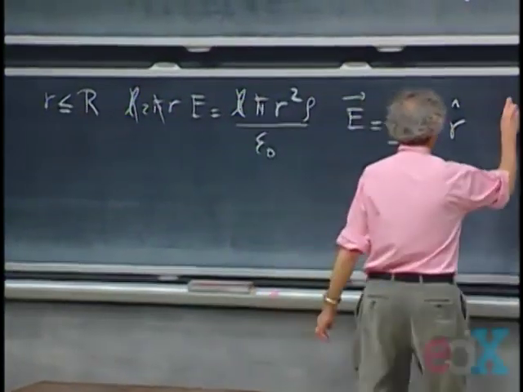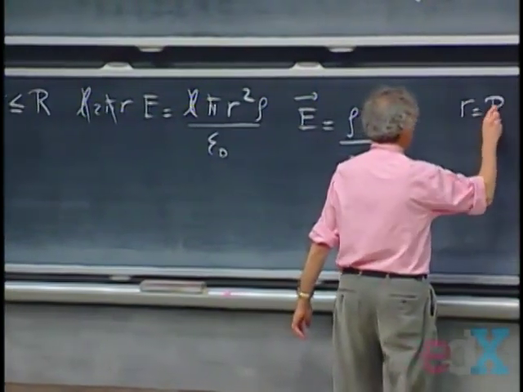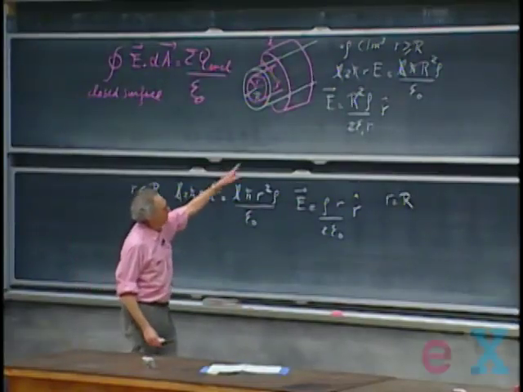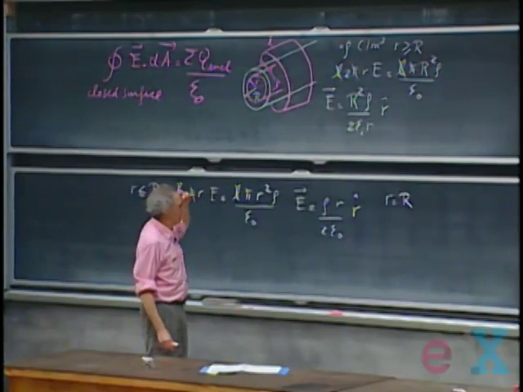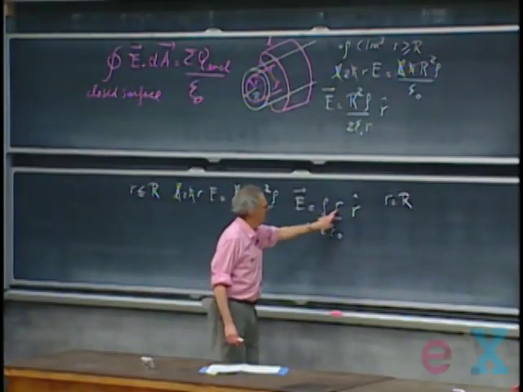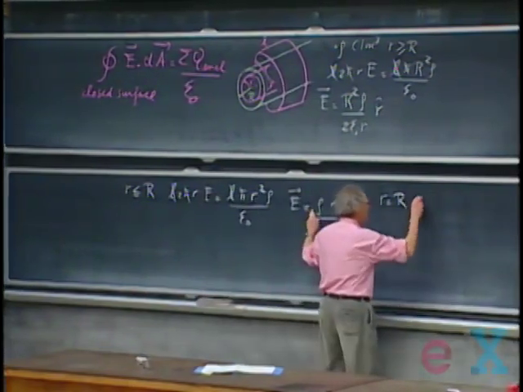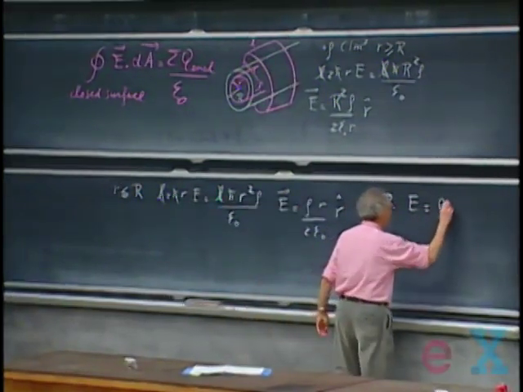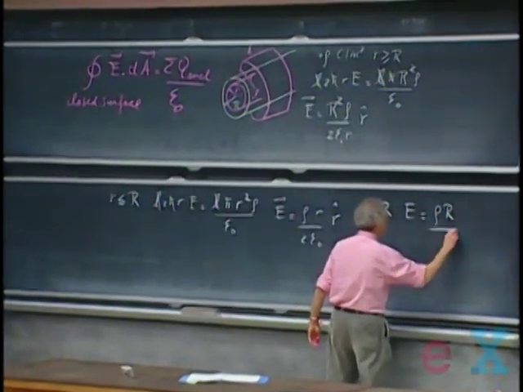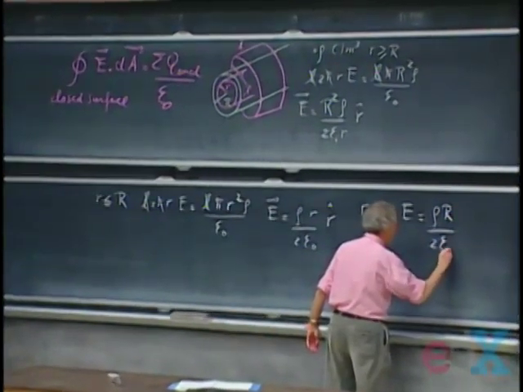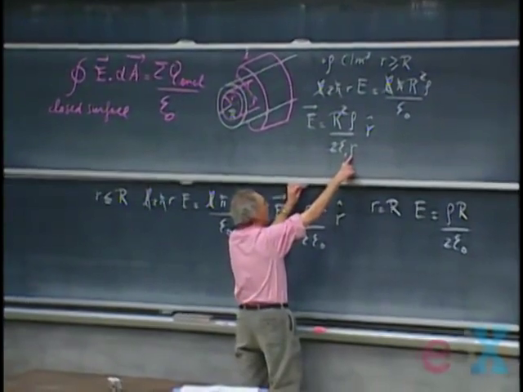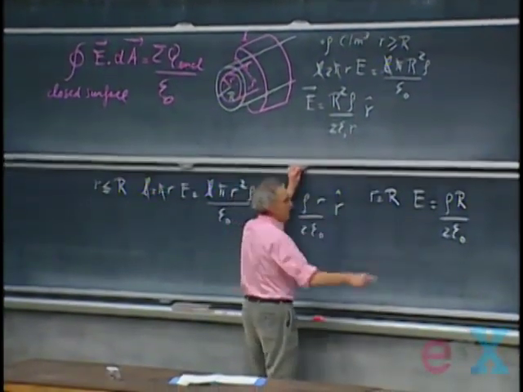If you substitute little r equals capital R, you are right at the surface of your cylinder, then you get the same answer in both cases. Substitute r equals capital R in here, then the magnitude of E, don't worry about the direction now, is rho capital R divided by 2 epsilon 0. And if you put in here for this little r, capital R, you find exactly the same answer.